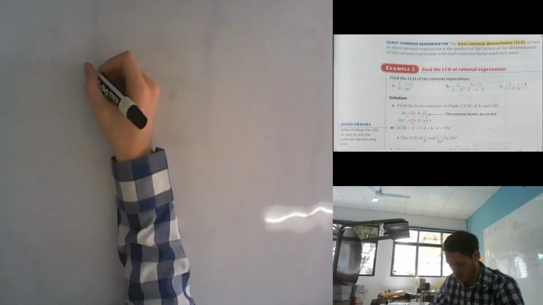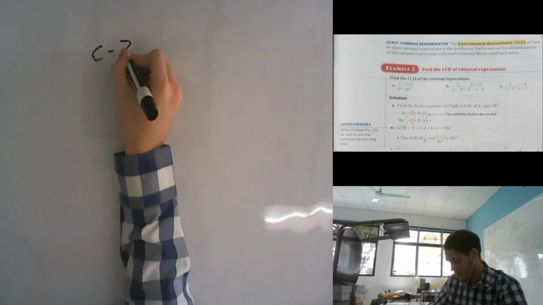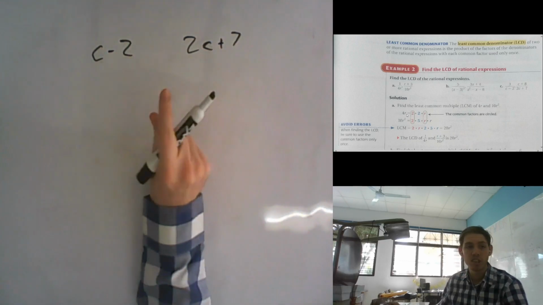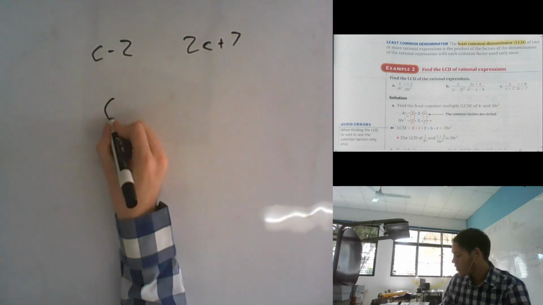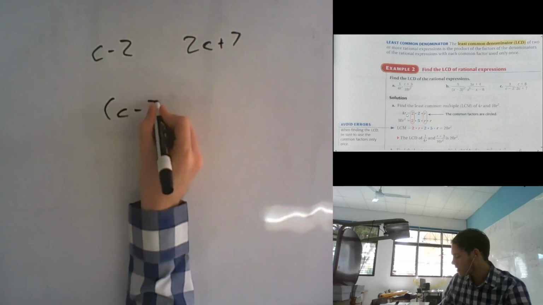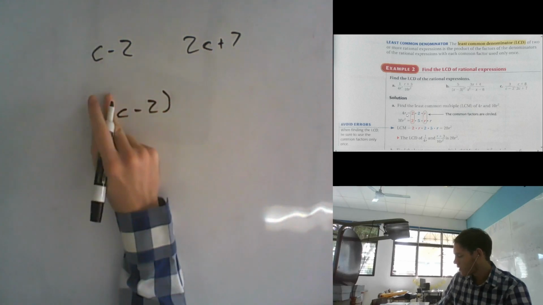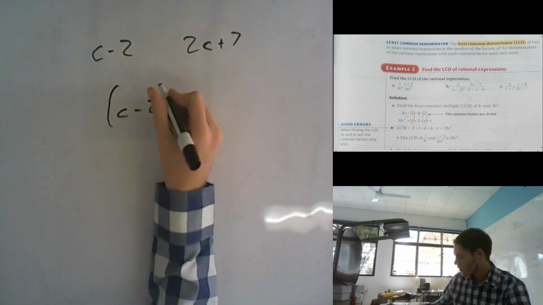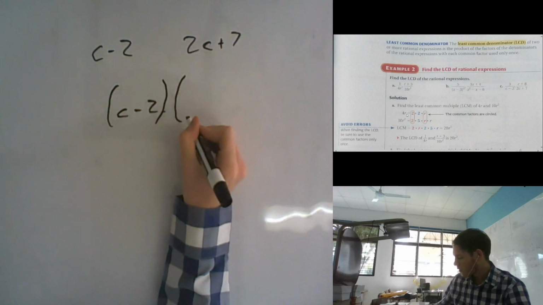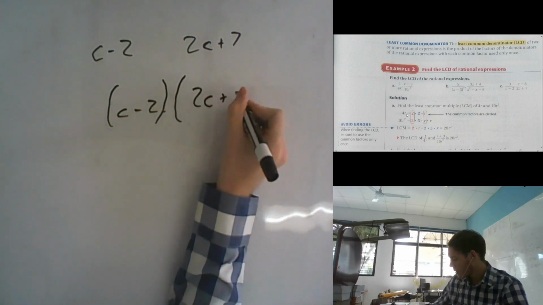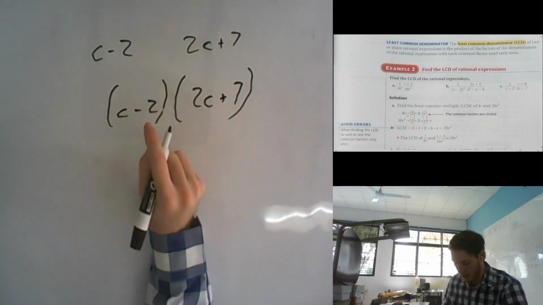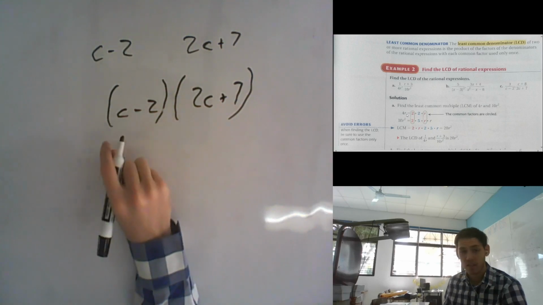If they don't share something, let's do c minus 2 and 2c plus 7. If these two don't share any common factor, then you just multiply them. So you get c minus 2, let's write this so that it doesn't look like a c, 2c plus 7. And that would be your answer.